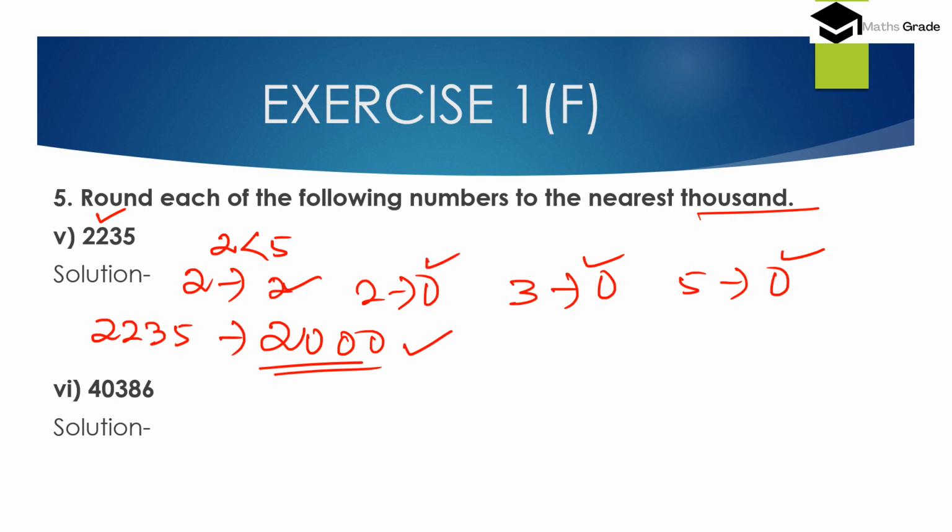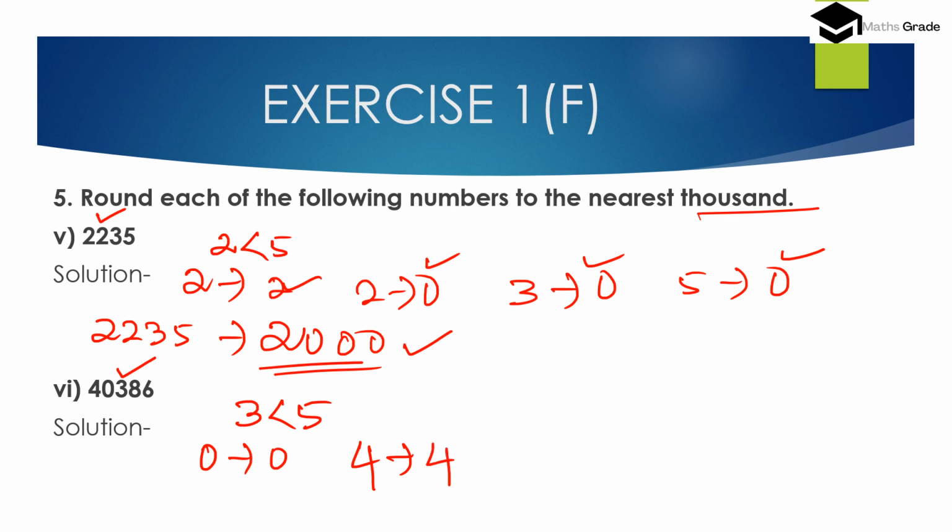Now 2235 rounded up to the nearest 1000 is 2000. Now 6th bit: 40,386. When we round this number 40,386 to the nearest 1000, we first look at the 100s digit. Here the 100s digit is 3, and 3 is less than 5. So don't add 1 to the 1000s digit. Just write down the 1000s digit as it is, 0.